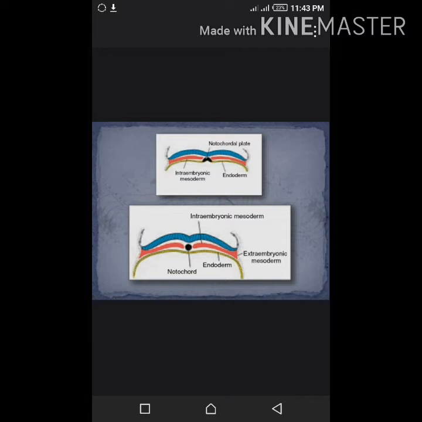Next is formation of the notochord. By the 18th day, the floor of the notochordal process fuses with the underlying endoderm. The fused layers soon degenerate and disappear, resulting in the loss of the floor of the notochordal process. After the disappearance of the floor, the roof of the notochordal process remains in the form of a curved plate, which is called the notochordal plate. Later, the cells of the notochordal plate detach from the endodermal cells, proliferate and gradually roll up to form the definitive notochord.